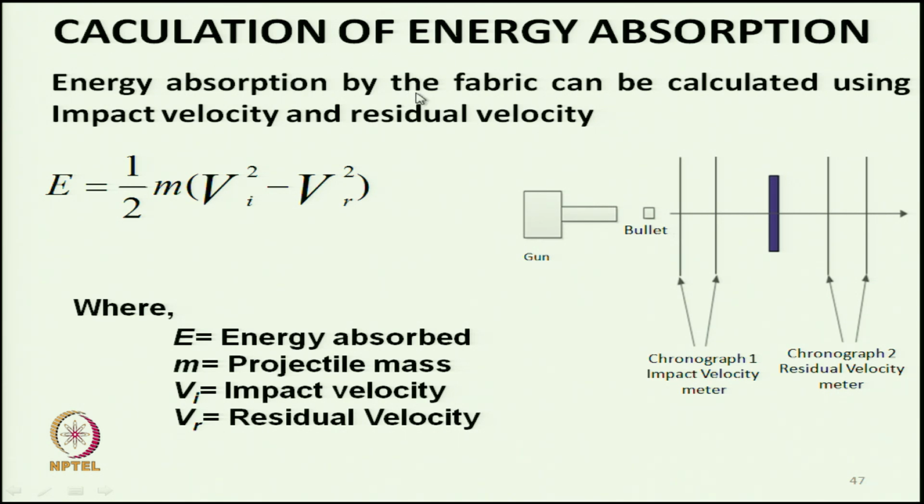Whatever kinetic energy is absorbed is E equals half m times (v_i squared minus v_r squared), where E is the energy absorbed, m is the projectile mass, v_i is the impact velocity before striking, and v_r is the residual velocity after it comes out.